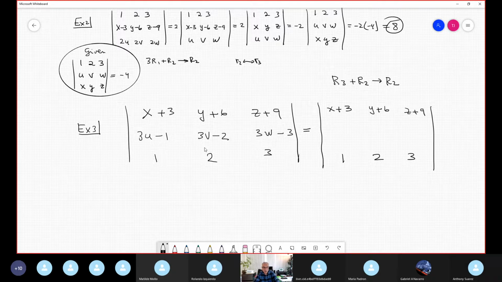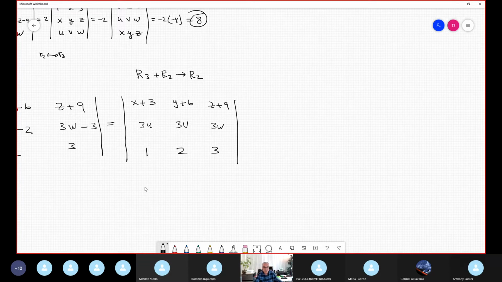Adding row 3 and row 2, it is obvious that positive 1 and negative 1, positive 2 and negative 2 cancel, so we have 3u, 3v, and 3w. Make sense or no? You see, this one I don't like, I need to eliminate it. How do you eliminate? You add row 2 plus row 3 and store the new information in row 2. Not bad. Now I can see clear like water a common factor, which is 3. I factor out 3, and we have x plus 3, y plus 6, z plus 9; u, v, w; and 1, 2, 3.